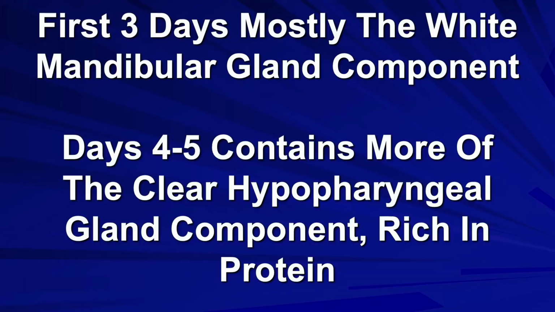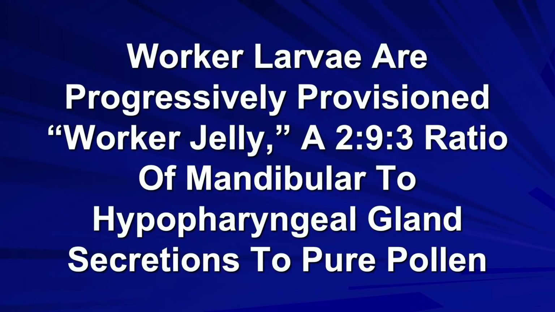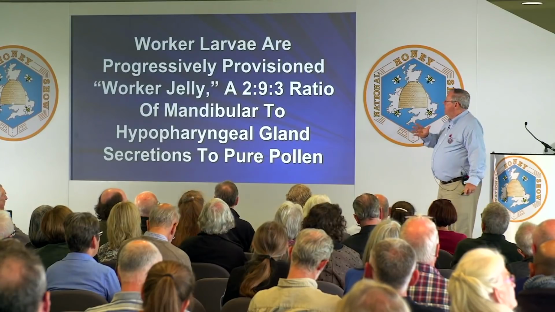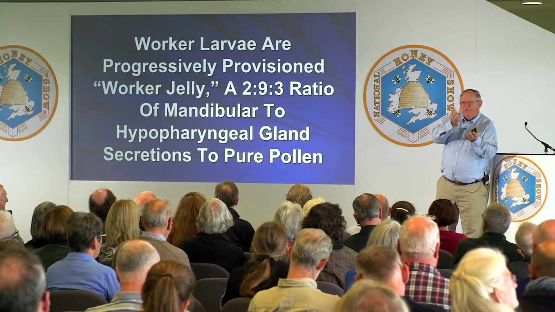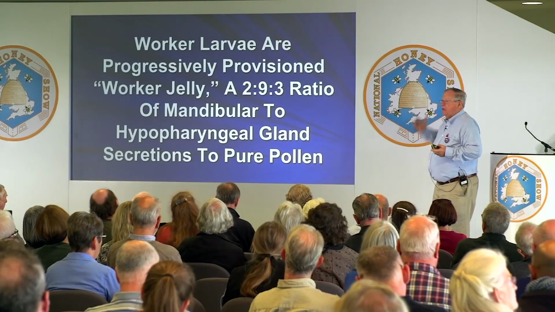The first 3 days in the development of the queen, it's mostly the white mandibular gland component. Days 4 and 5 contain more of the clear hypopharyngeal gland component, which is extremely rich in proteins. Worker larvae are progressively provisioned, worker jelly, a 2 to 9 to 3 ratio of mandibular to hypopharyngeal gland secretions to pure pollen. So as the larva gets older, we see a change in the ratio of hypopharyngeal glands, mandibular glands, and pollen. In the latter stages of development, pollen becomes an important component in the jelly that they are receiving.